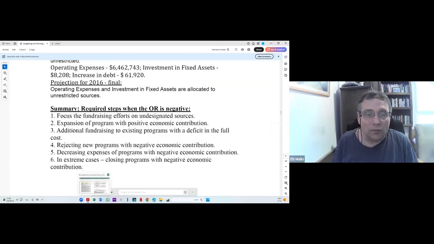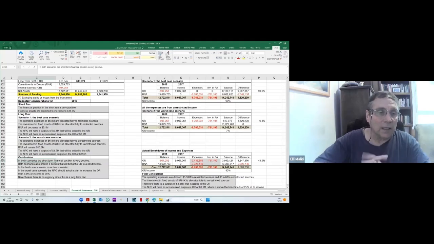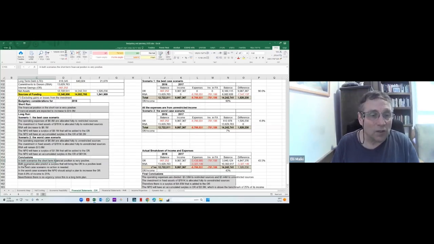Now, if we go back to our organization and look at this analysis in the conclusion, we can see that in both scenarios, the short-term financial position is very positive, which means that we are not in 3 to 4, we are in 5 to 6. Why is that? Because both scenarios predict a surplus that will bring the operating reserves to a positive level. Okay? Actually, we are in 6.